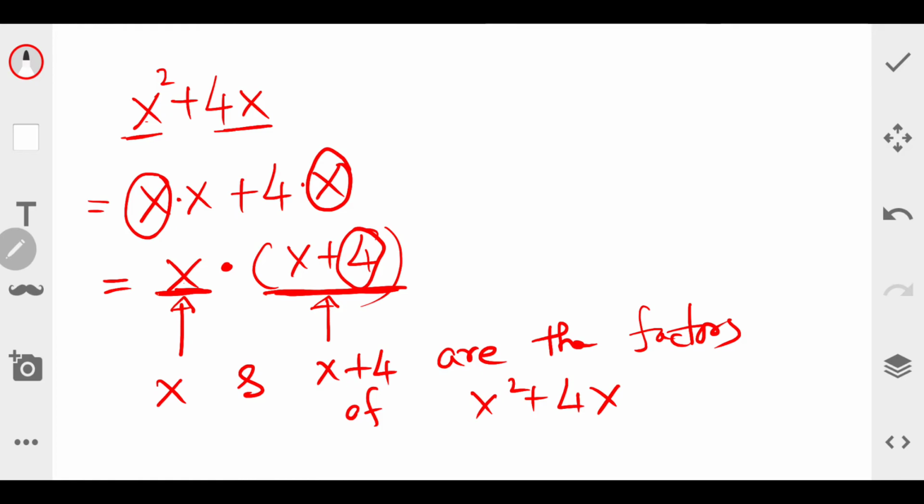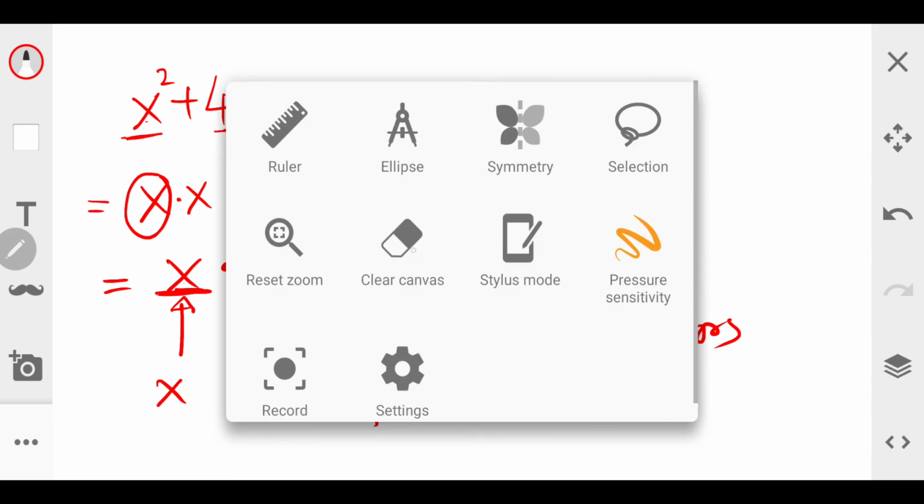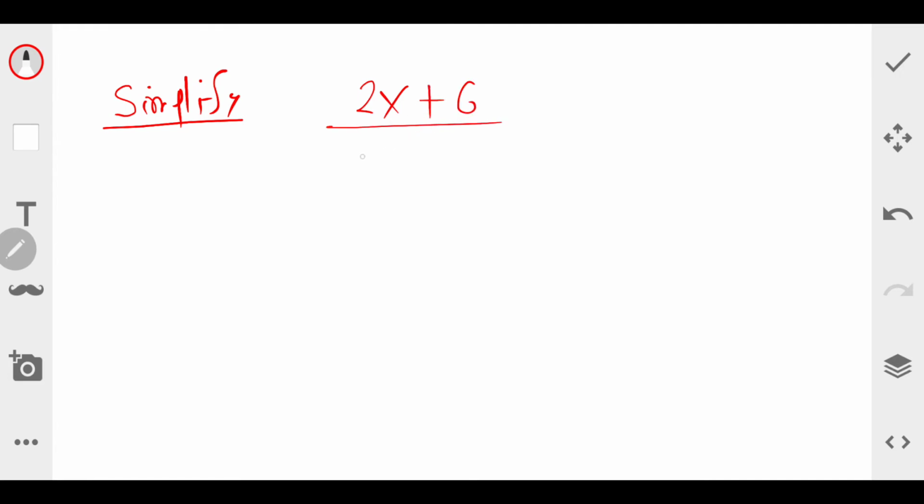How do we find factors of meal? All right, so now let's look at a problem. Remember, today's topic is dividing polynomials. So let's look at a problem now. If you understand this so far, let's simplify 2x plus 6 divided by 5x plus 15. Okay, so can we cancel the x?